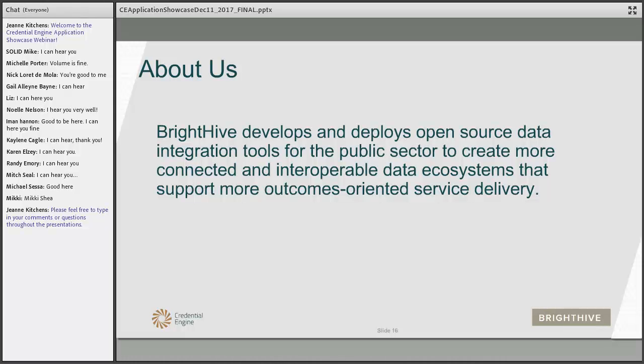But we focus entirely on public sector to create a more connected and interoperable data ecosystem that supports more outcomes-oriented service delivery. And so we think Credential Engine is one of the best expressions of how you go about an entire industry building out a linked data ecosystem around something as valuable as credential data. And where we work is essentially the data plumbing. We're glorified plumbers.